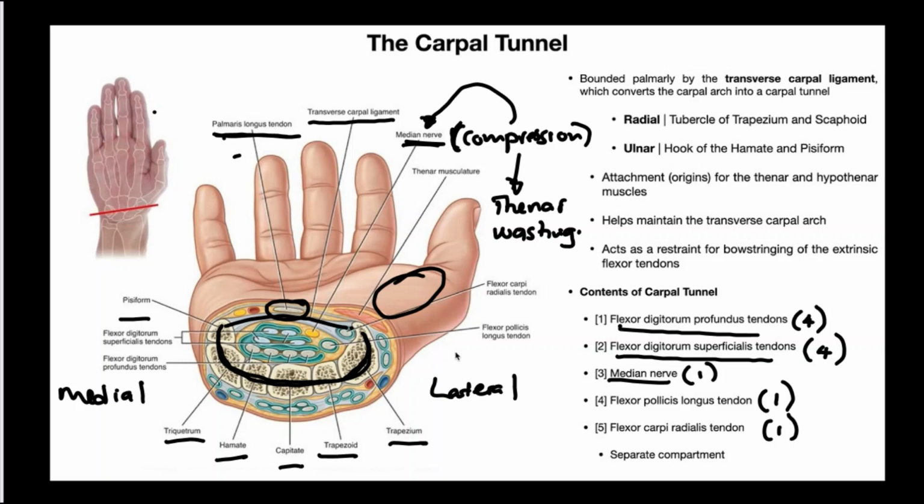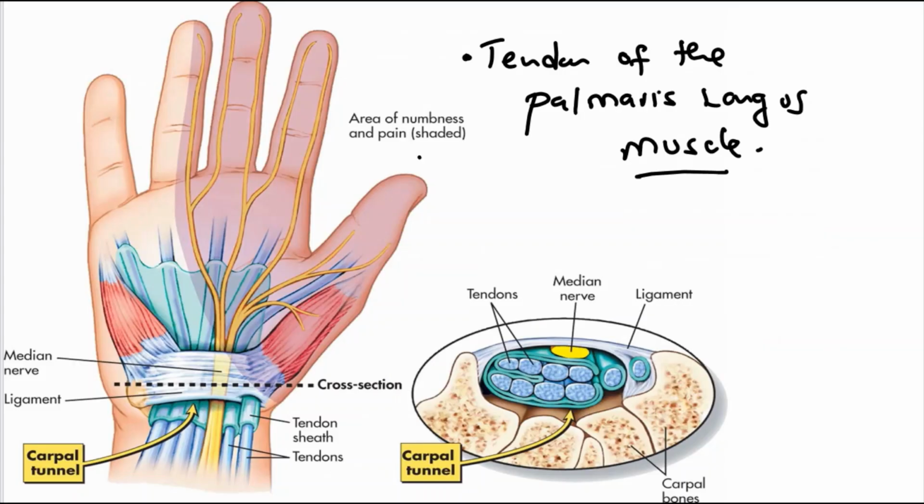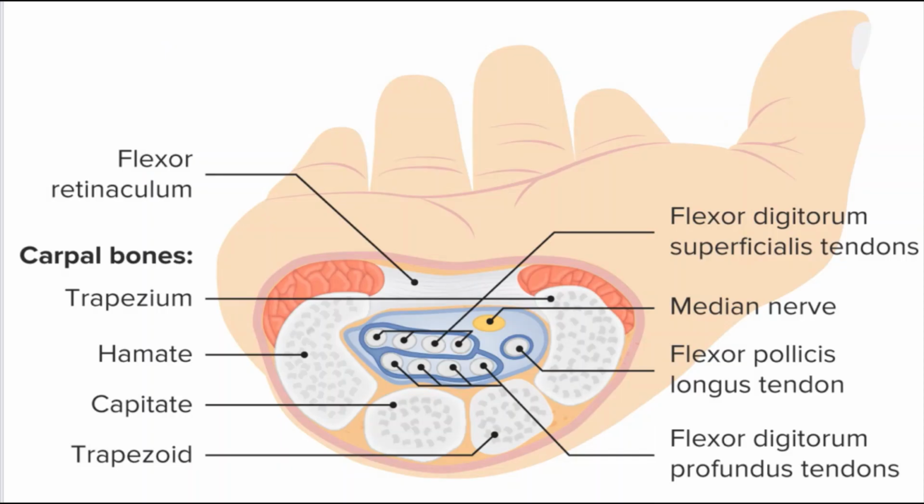It's very important that you know this cross section. Very important that you know how to draw it. All right. So that is an additional picture that I've added there. The hamate, the capitate, the trapezoid, and then the flexor retinaculum, which is the transverse carpal ligament that will change this carpal arc into a tunnel.